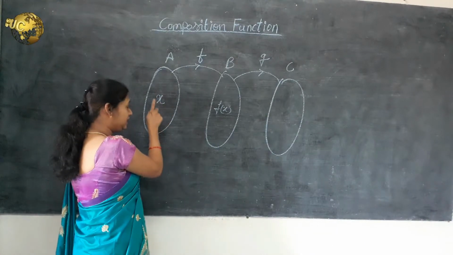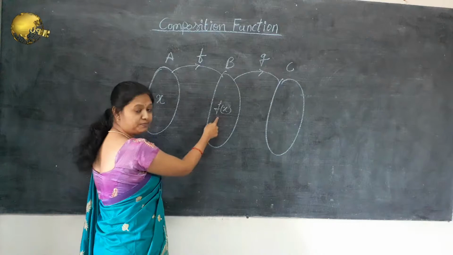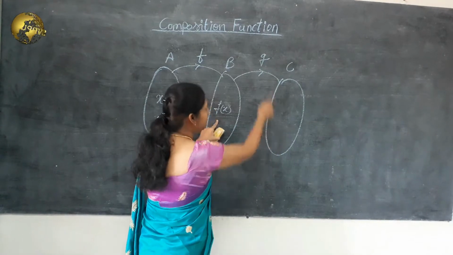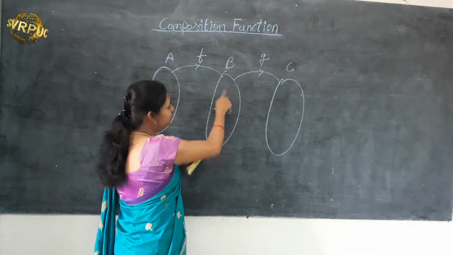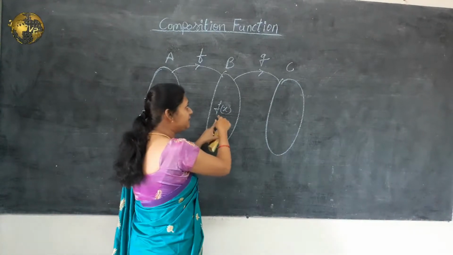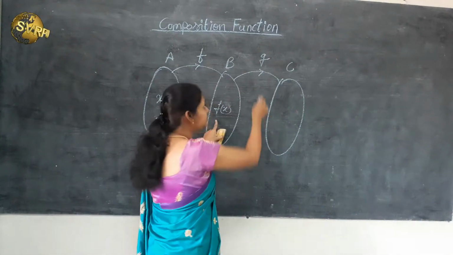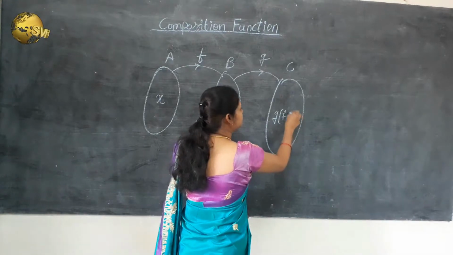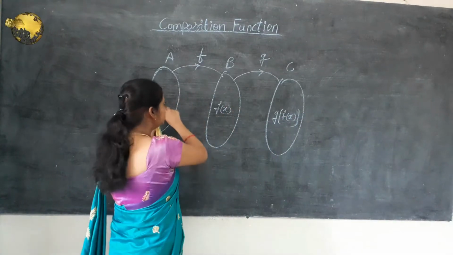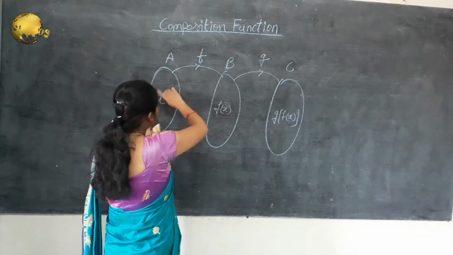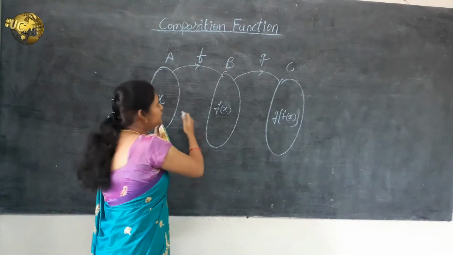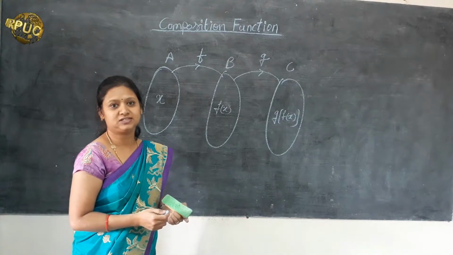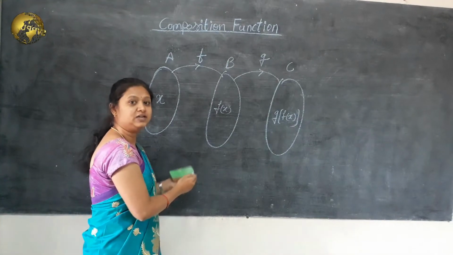Correct? The element x, how will its image be in set B? It will be like f of x, isn't it? Then the set B is mapped with the set C by the function g. Now the element of set B is f of x. Correct? This f of x, how will it be defined in set C? Very simple, by using the g function again. So it will become g of f of x. Okay. So this is the connection of A to B and B to C, where two or more functions are merged with each other. Such functions are called composition functions.